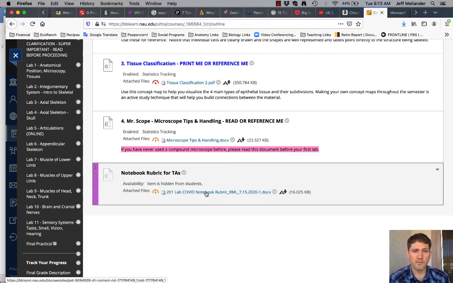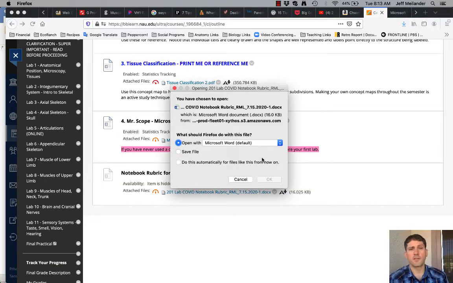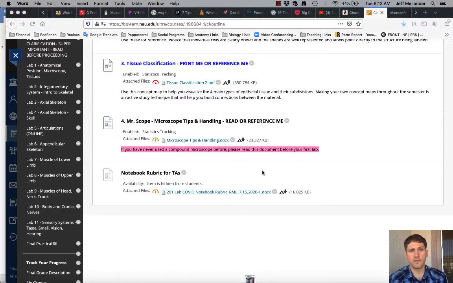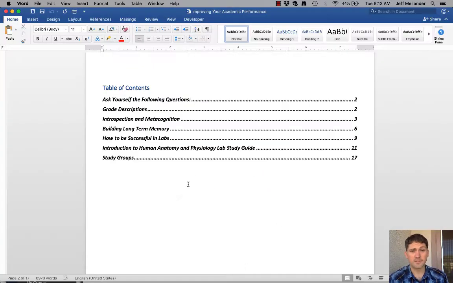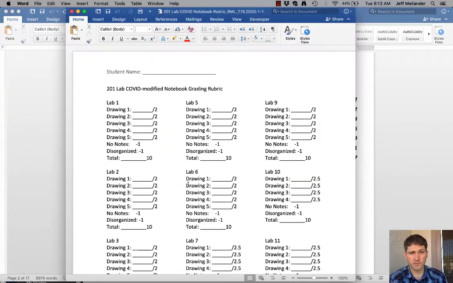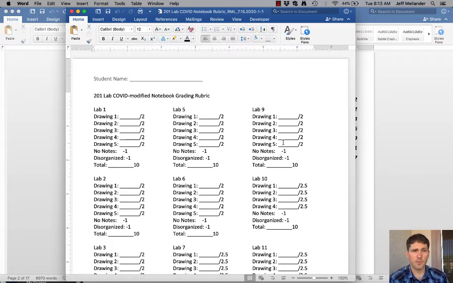And then what we have here is our rubric for grading those notebooks. So you can use this. Again, this is not available to students. It is hidden, so you can keep it that way.